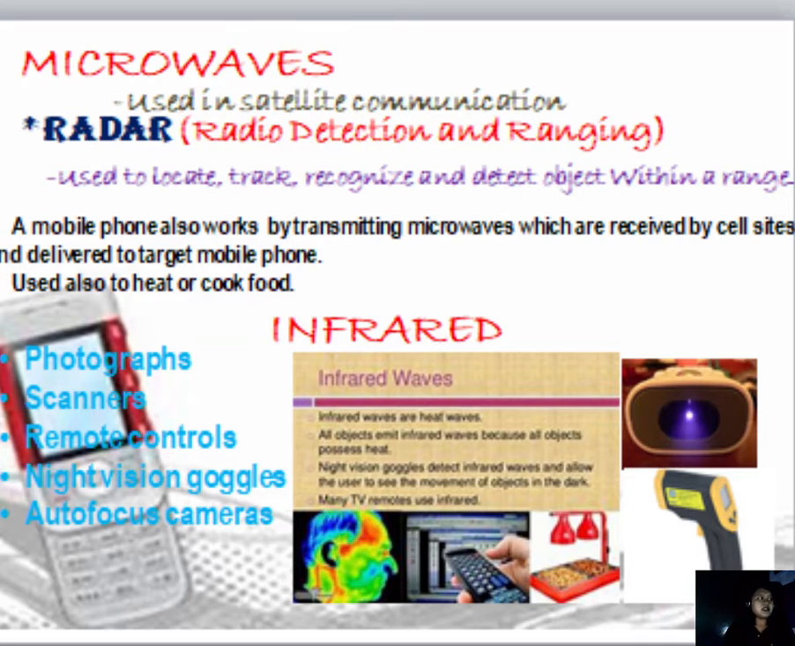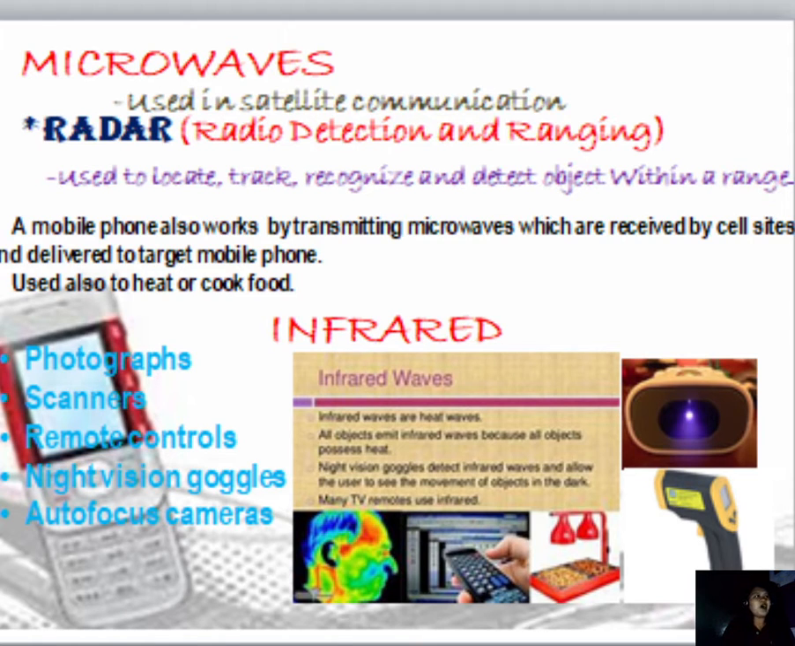Then we have this radar. In Pinugay there is a place with a radar, wherein they say there are many satellites there, which use microwaves. Radar means radio detection and ranging, wherein it is used to locate, track, recognize, and detect objects within a range. If you're familiar with Dragon Ball Z, you'll notice they have a device they call a radar, with which they detect where there is a Dragon Ball. Right, if you used to watch Dragon Ball Z back then.